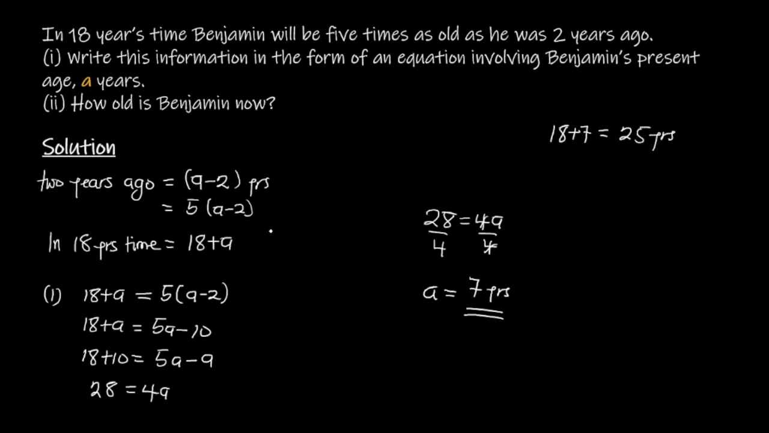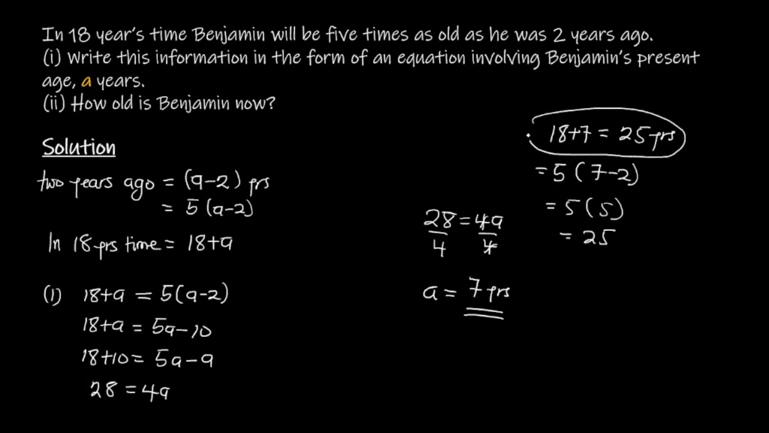And let's see whether that is 5 times as old as he was 2 years ago. So that will be 5 into bracket 7 minus 2, and 7 minus 2 will give me 5, and this is equal to 25. So we can see that the right hand side of the equation and the left hand side of the equation are the same, and therefore it means that our answer is correct.